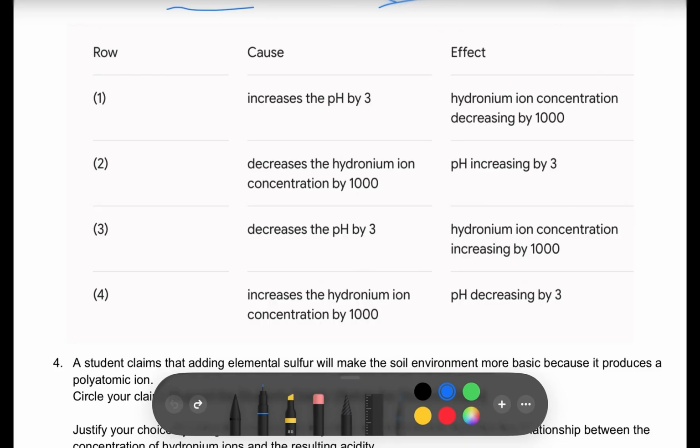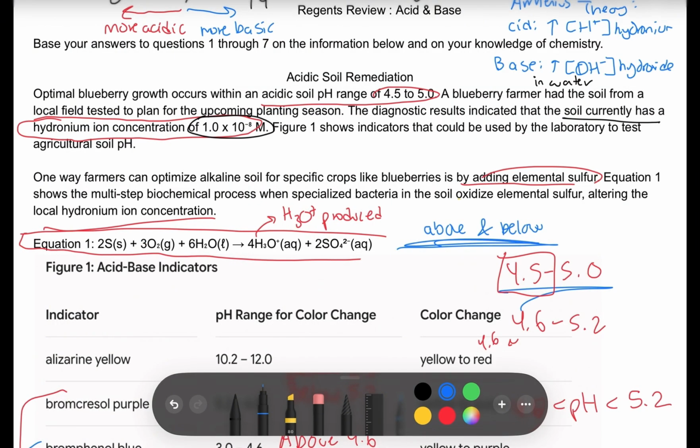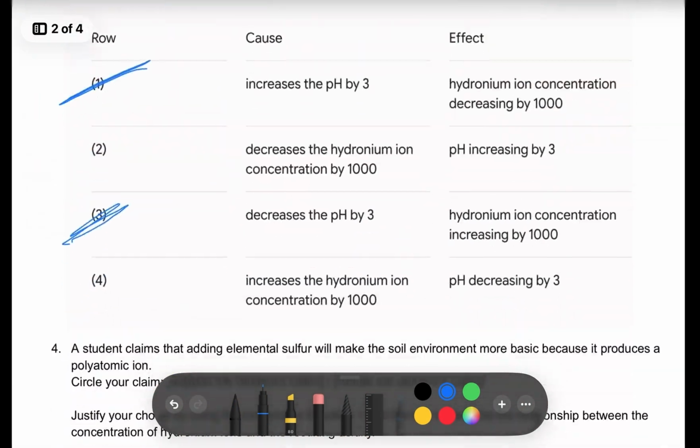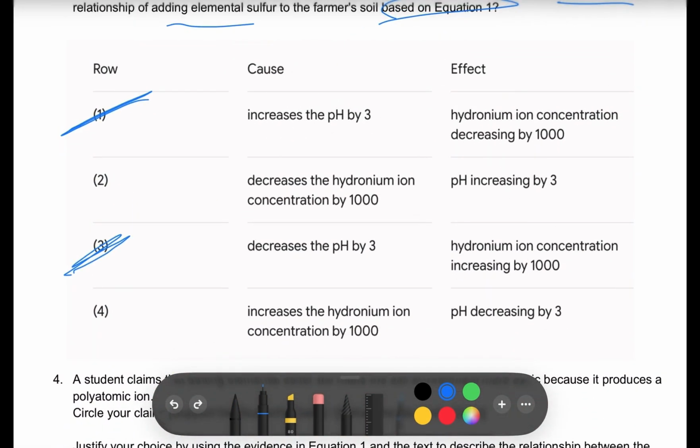So we can immediately eliminate 1 and 3 because the pH is not what's affecting the hydronium ion concentration, it's the hydronium ion concentration that's affecting the pH. If we look back at the equation, we can see that hydronium ions are being produced, they're being released. So we're increasing hydronium ions. So that means that we can eliminate 2 because we're not decreasing the hydronium ion concentration, we're increasing it.